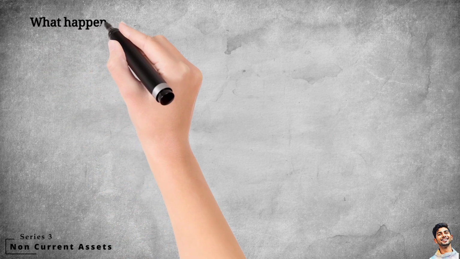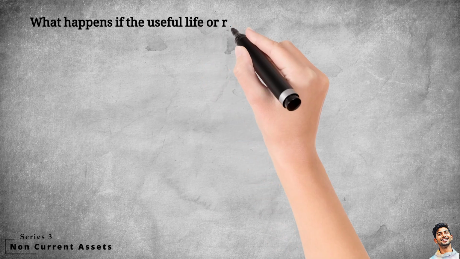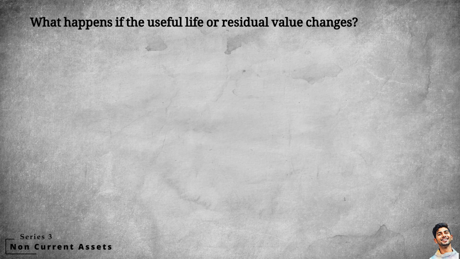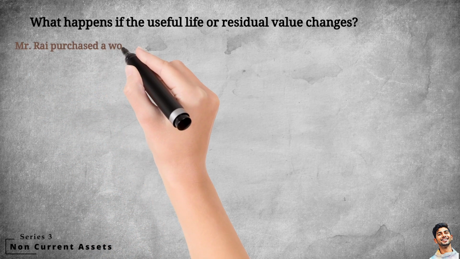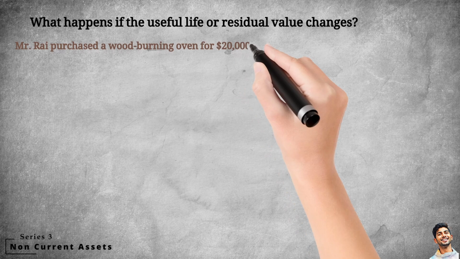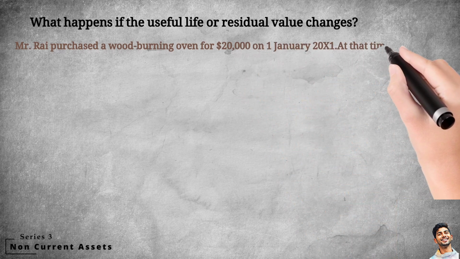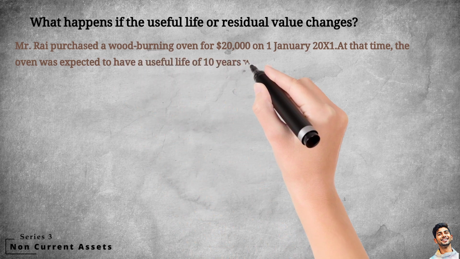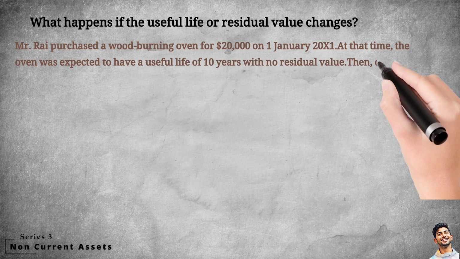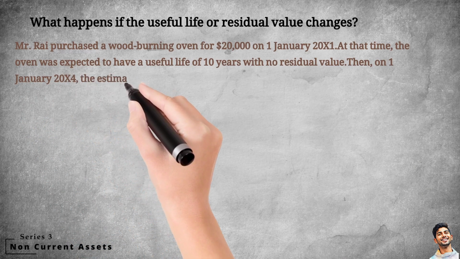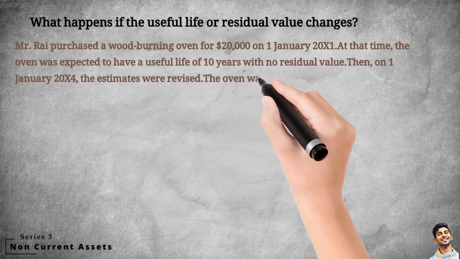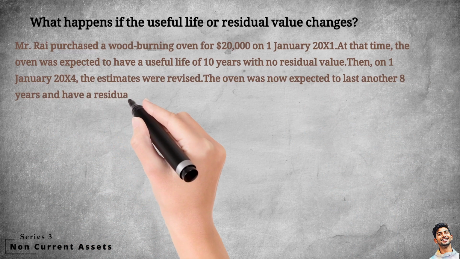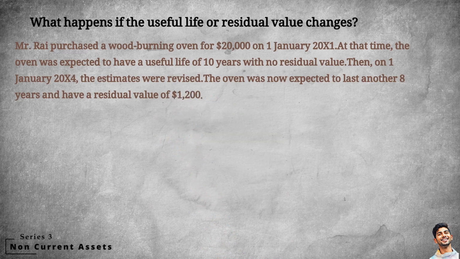Now here's an area students often find tricky. What happens if the useful life or residual value changes? Let's look at an example. Mr. Rai purchased a wood burning oven for $20,000 on 1st Jan 2001. At that time, the oven was expected to have a useful life of 10 years with no residual value. Then, on 1st Jan 2004, its estimates were revised. The oven is now expected to last another 8 years and have a residual value of $1,200.